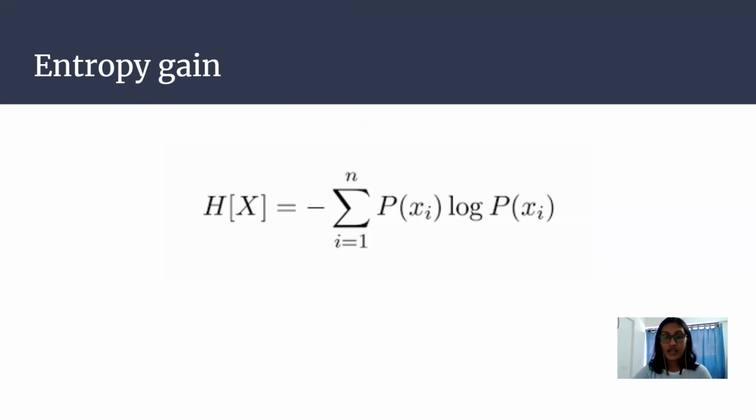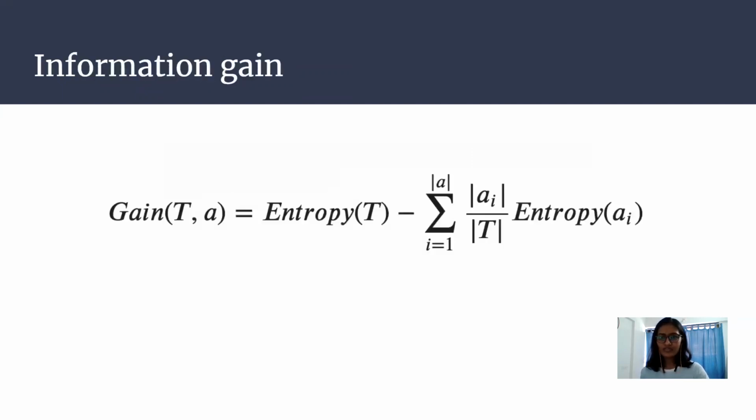But entropy, the formula for entropy, has been given over here. So xi here are the number of classes that we have, like yes or no, windy, humid, sunny. All of these can be the classes, and we are finding the probability of that class multiplied by log to the base of probability of that class. So this is what our entropy is.